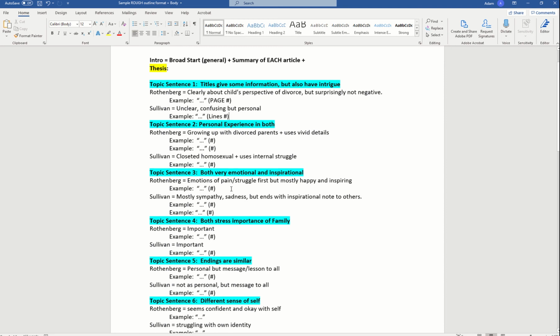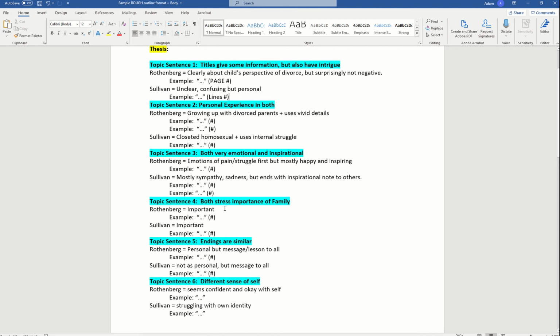So then, topic sentence 3, another thing I noticed, both are very emotional and inspirational. Rothenberg's includes the emotions of pain and struggle at first, but it's mostly happy and inspiring. I think so, at least, and I can find a quote or quotes to prove that. Sullivan's, he's mostly going for sympathy. It's filled with sadness, but I think it ends with an inspirational note to others. I'm going to give a quote and explain how and why that quote proves this.